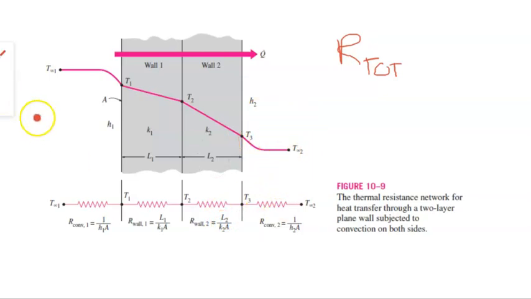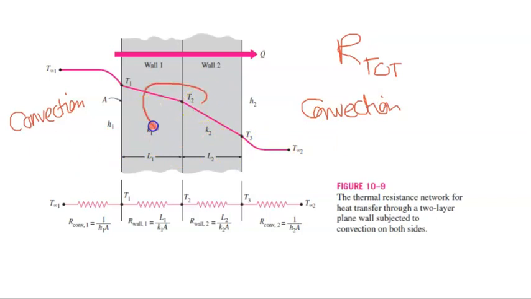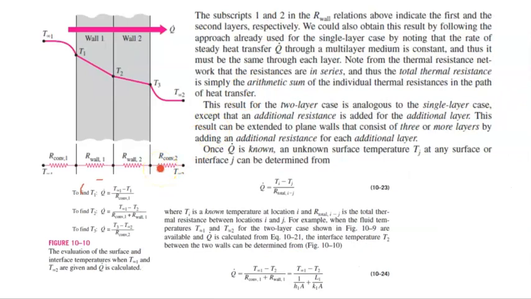So when we look, this side is convection, and this side is convection. The rate depends on the temperature gradient. And between these two, it's all conduction. So we have all the R's. I can add all the R's to find R total.